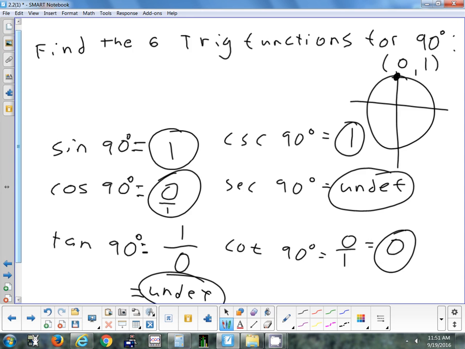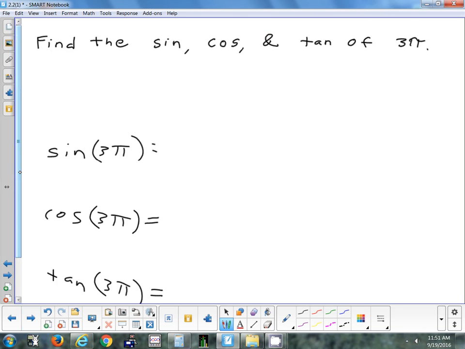Okay, questions on that one? Okay, that's the last one where I'm going to go through all 6. The next one, I think I'm just going to do the 3 basic ones. I'm not going to do the reciprocals. So I want the sine, the cosine, and the tangent of 3 pi. What haven't they given me here that I really need to do this problem? I need the coordinate. So now I have to figure out, how do I take this and get a coordinate from it?